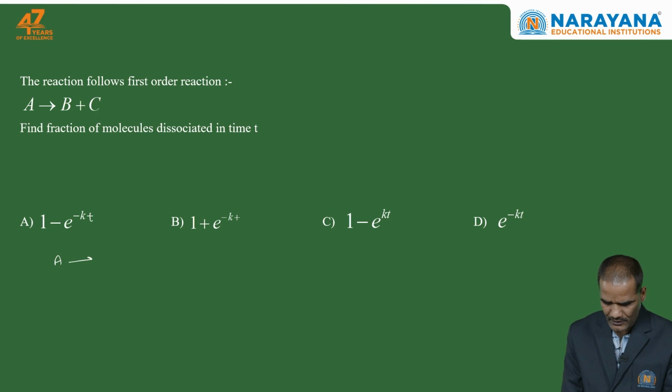The reactant A gives rise to the products B plus C, and let me take at time t equal to 0 the amount of reactant, let us assume A0, after some time t the amount of reactant left is At, and from this the amount of reactant reacted, how much is it?